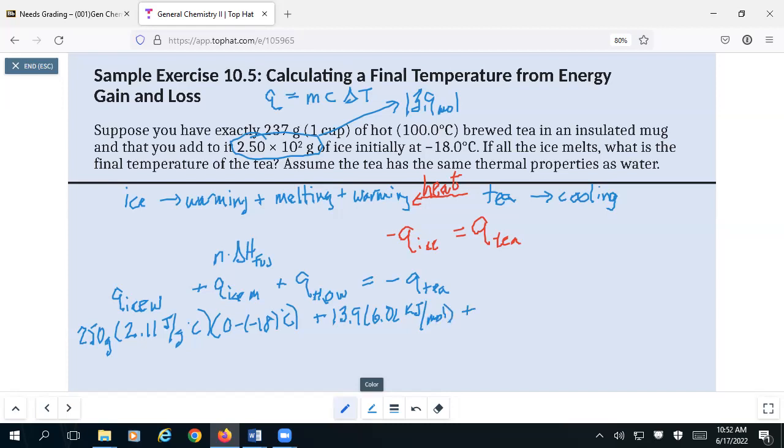And then for the water, heating up 250 grams. Specific heat of water is 4.18 joules per gram degree Celsius. And we don't know the final temperature, but we know the initial temperature was 0. So on this side of the calculation, we're starting to get an idea of how much things have kind of changed.